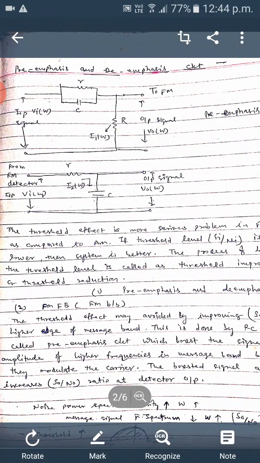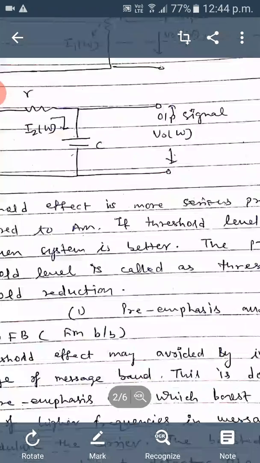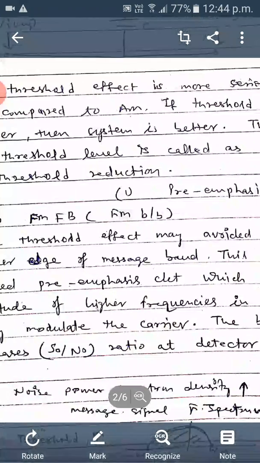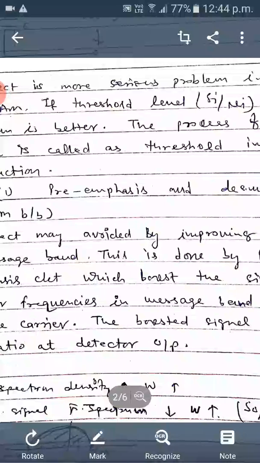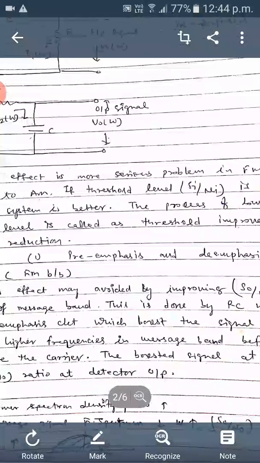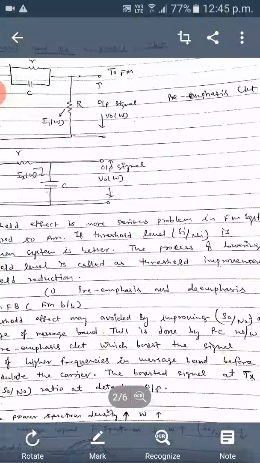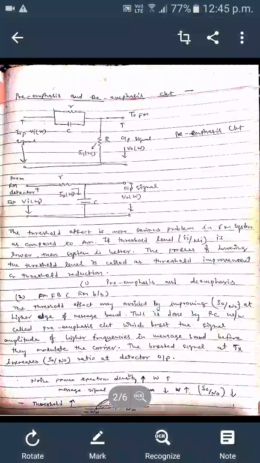As we can see, the noise power density increases with frequency, while the Fourier spectrum of the message decreases with frequency. So the signal to noise ratio at the output will decrease, which will increase the threshold effect. So that has to be reduced in the case of FM. That's why we are using the pre-emphasis and de-emphasis circuit.